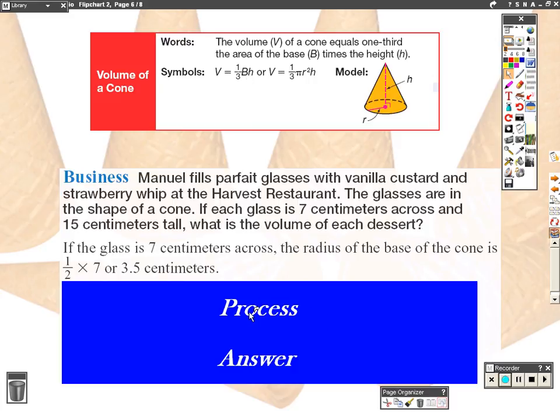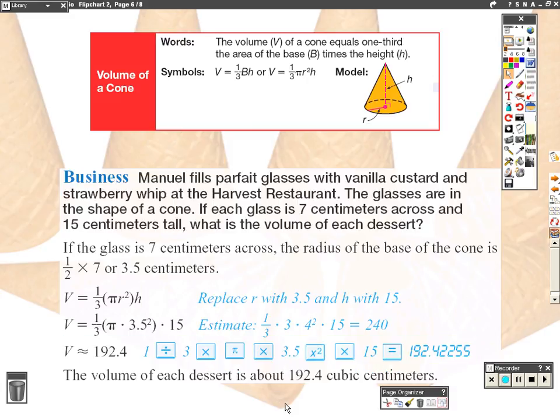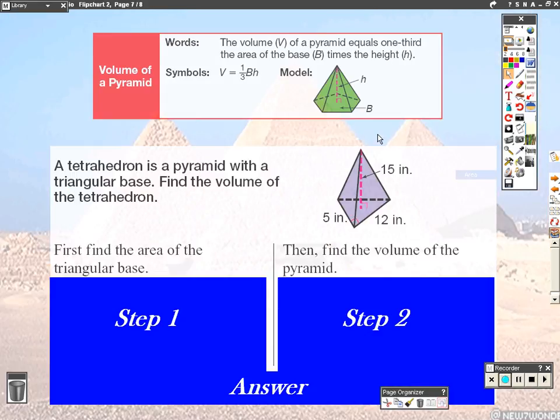So if we look at this example here with a parfait glass being 7 centimeters across and 15 centimeters tall, we'd use the process again, pi r squared times the height, but we're then multiplying it by 1/3, showing the steps through this of how we obtain our final answer. And then finally, our final answer in the end is 192.4, or 192 4/10 cubic centimeters. And again, showing two other steps of the process behind it.